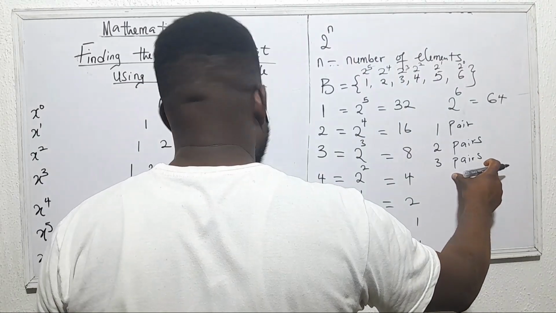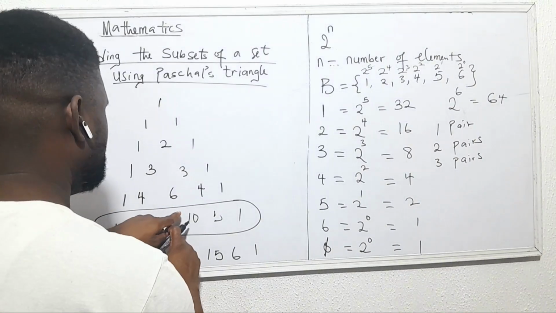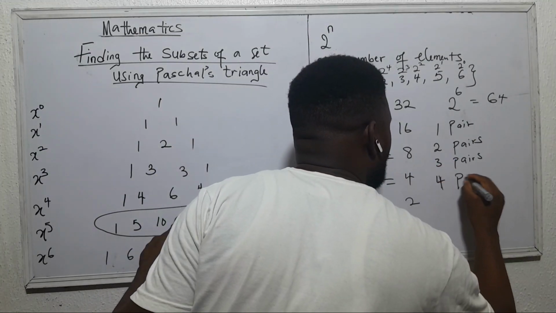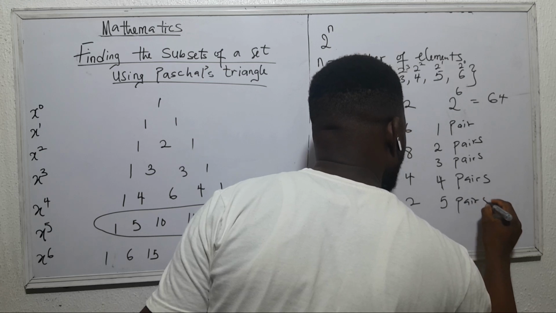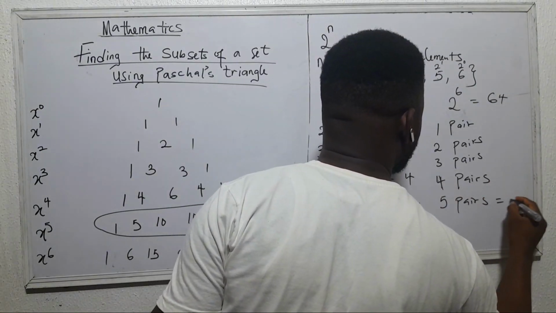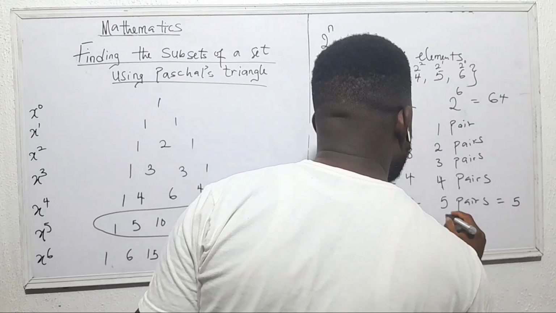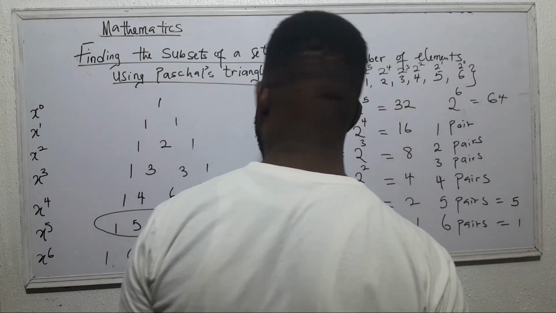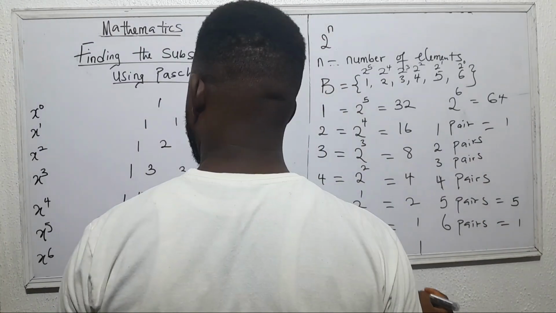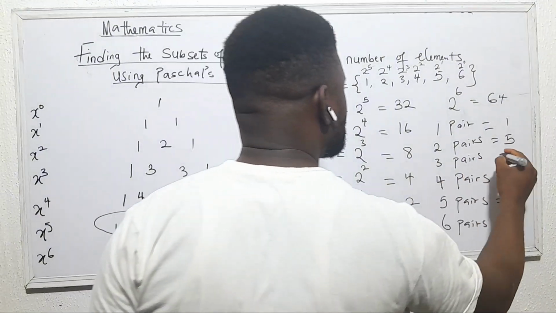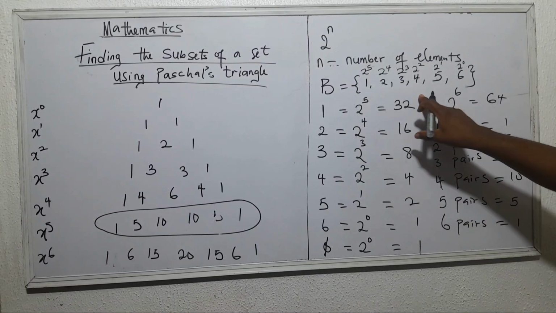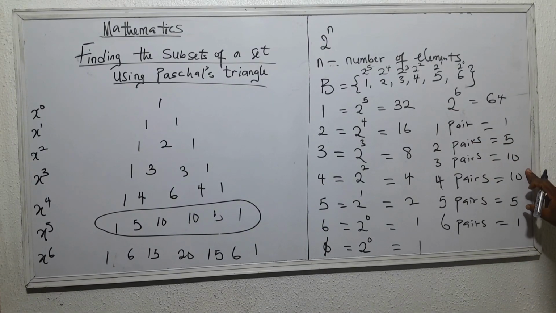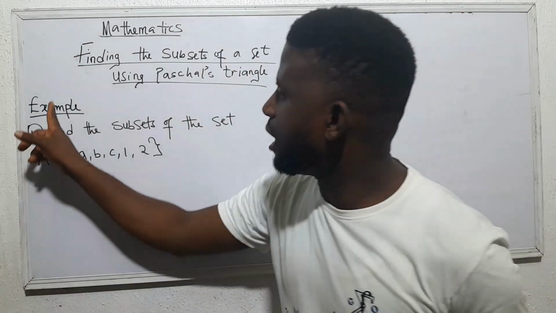Now, my 3 pairs will give me 10 number of subsets. Then the next one, 4 pairs, will also give me 10 number of subsets. Now, the next one, 5 pairs, will give me 5 number of subsets. Then the last one, 6 pairs, will give me 1 number of subsets. So 1 pair gives me 1, 2 pairs gives me 5, 3 pairs gives me 10, 4 pairs also gives 10. If you sum all of them together, you will get 32. 1 plus 5, 6. 6 plus 10, 16. 16 plus 10, 26. 26 plus 5, 31. 31 plus 1, 32.